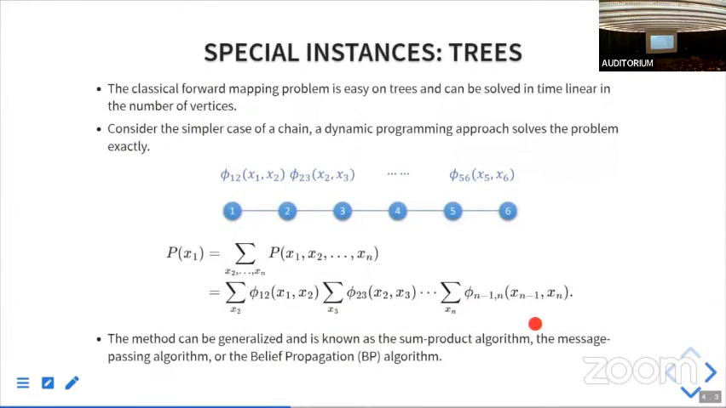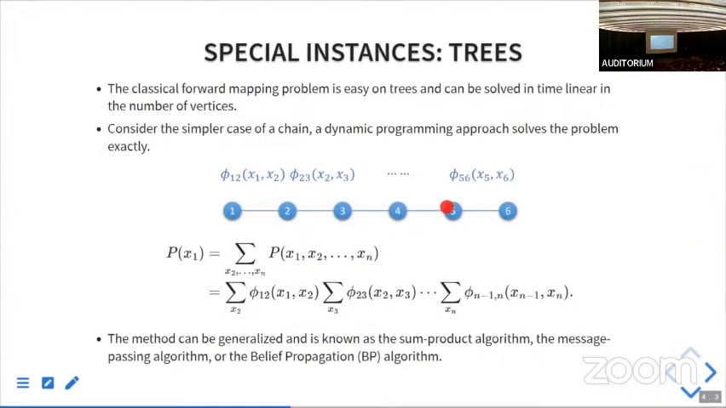The first important special instance is that in the classical case on trees, these problems are very easy, and you can even have a linear time algorithm. For example, consider a chain graph, and you want to compute a marginal, for example p(x1), and you know that the distribution is factorized. You just need to sum over x2 to xn for this distribution, and you can reorganize the sum so that each time you sum over, for example, the last variable, and this becomes a function of x_{n-1}. You can do this one by one. So it's a dynamic programming approach to solve the problem exactly.